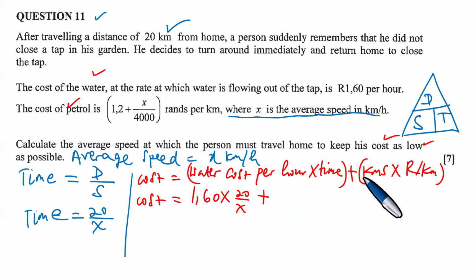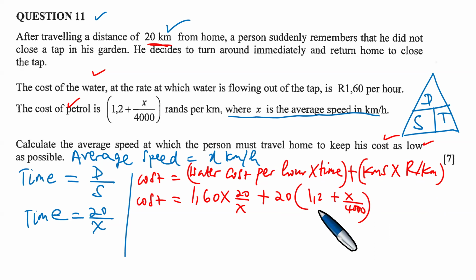Now, we have the kilometers times the rands per kilometer. This guy is going to travel 20 kilometers, so for kilometers you do 20. And now you have the rands per kilometer, which is 1,2 X over 4,000.